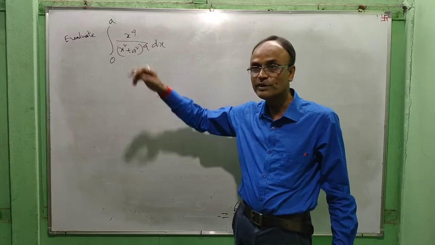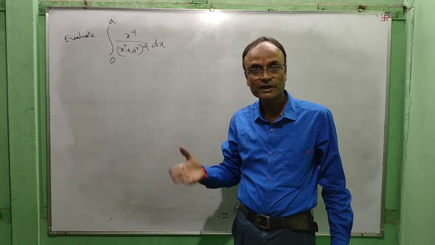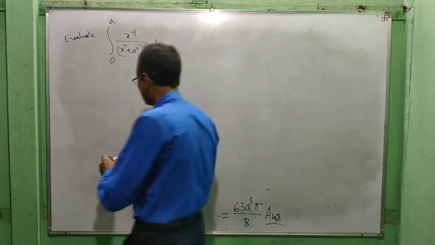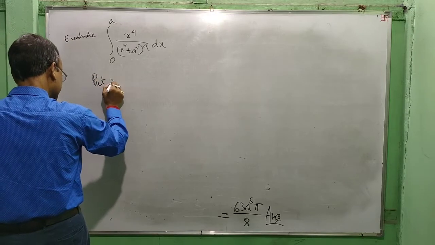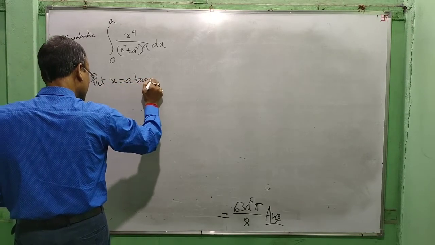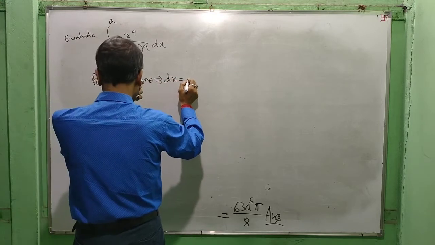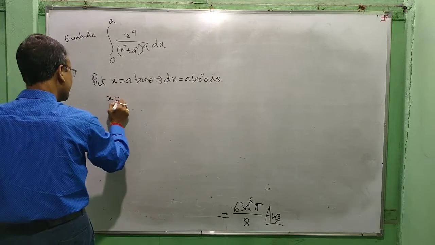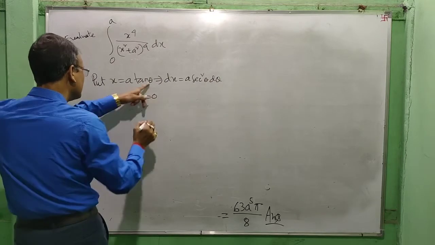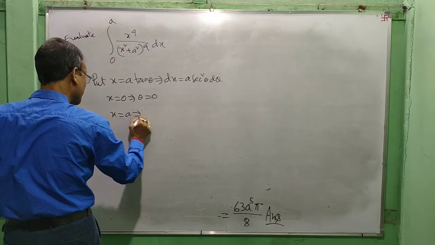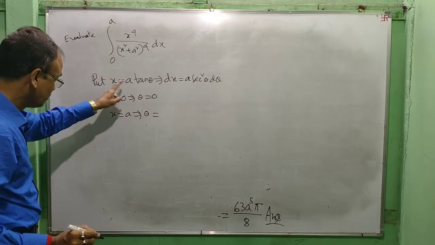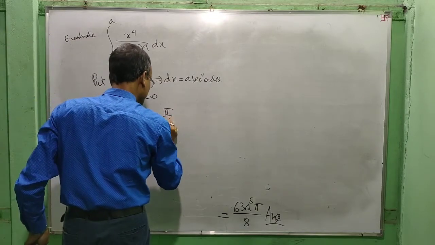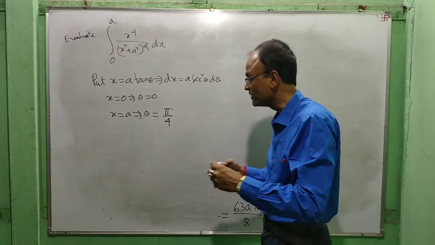What should be the substitution here? x equal to a tan theta. Put x is equal to a tan theta. This means dx equal to a sec square theta d theta. x equal to 0 implies theta equal to 0. x equal to a implies theta equal to, if you put x is equal to a, tan theta is equal to 1. Theta will be equal to pi by 4.